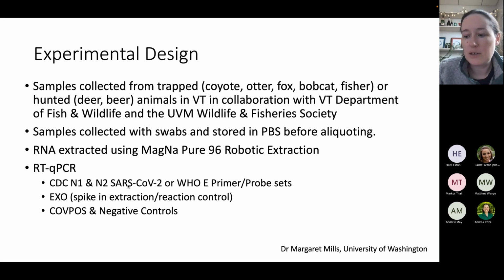And these are standard controls in the field, but the University of Washington really are the experts in this kind of work. They do a lot of this viral pathogen discovery for USAID as well. So they're leaders in this space.